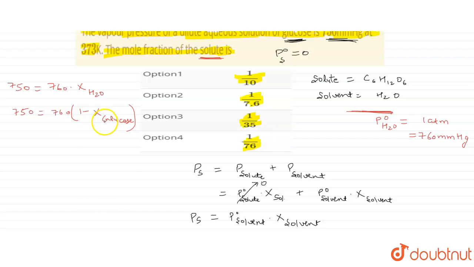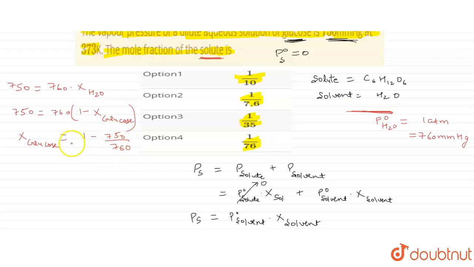We all know the mole fraction of glucose plus the mole fraction of water will be 1, because we have a solution of glucose and water. So the summation of mole fractions of solute plus solvent is 1. So X H2O can be written as 1 minus X glucose. Then X glucose will be 1 minus 750 divided by 760. This 760 goes into the denominator of the left hand side, so it will be 750 by 760. Then X glucose will come on the left side, and this whole term will go on the right side. So it will be 1 minus 750 by 760.